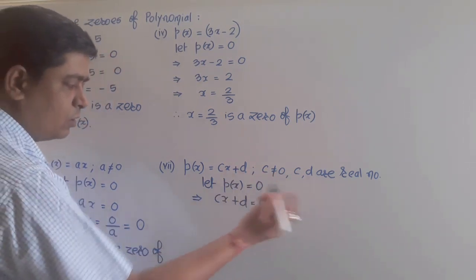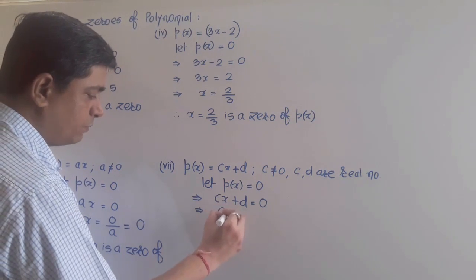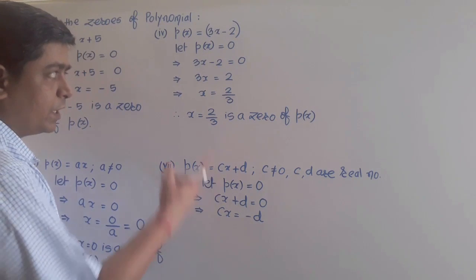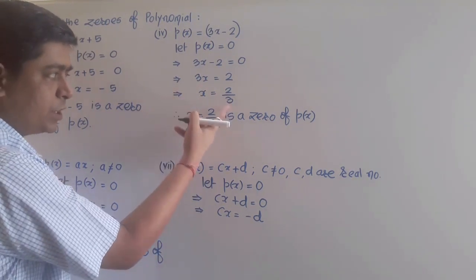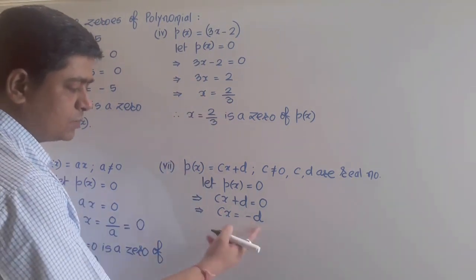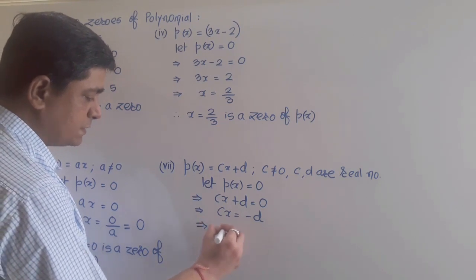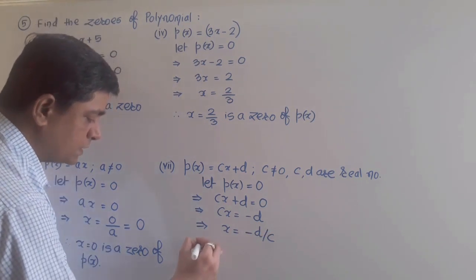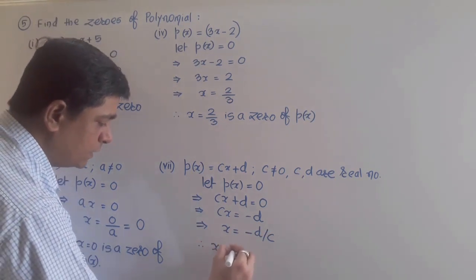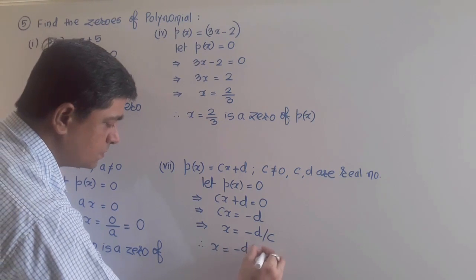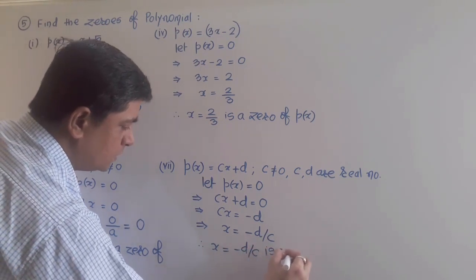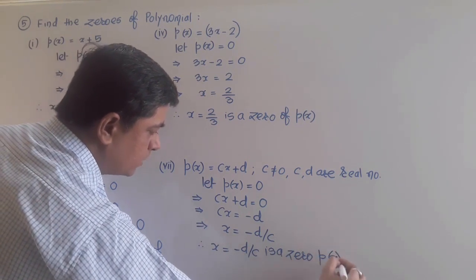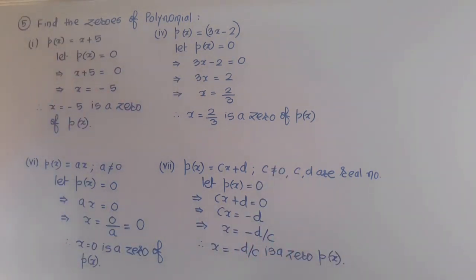D I am transferring to that side. So the value of Cx will be equal to minus D. And as usual, C is in multiplication. You observe here 3 was in multiplication and came in the denominator, so C will also come in the denominator. So the value of X is minus D upon C. Therefore X is equal to minus D upon C is a 0 of P of X. Okay, so this way you can easily find the 0 of the given polynomial.